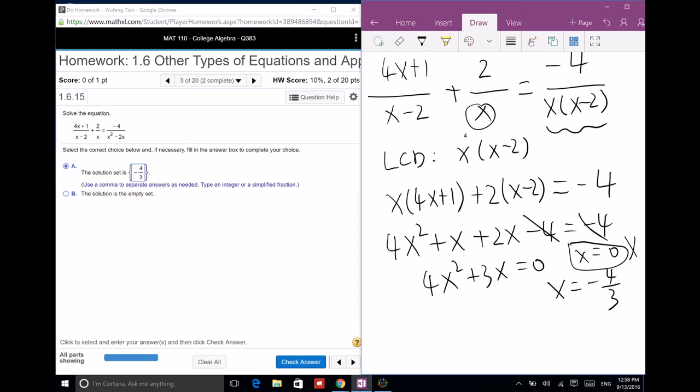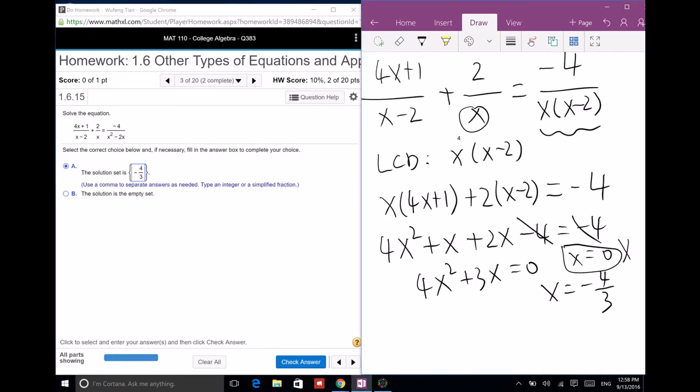Again? Let me check again. It happens. Oh, this is x times, oh, that's right. So 4x plus 1, check again. 4x plus 1 times x. That's right, 4x squared plus x, and 2 times x minus 2 minus 4, and negative 4, negative 4. 4x squared plus 3x. 3 over 4. This is right. So it's negative 3 over 4. Okay.